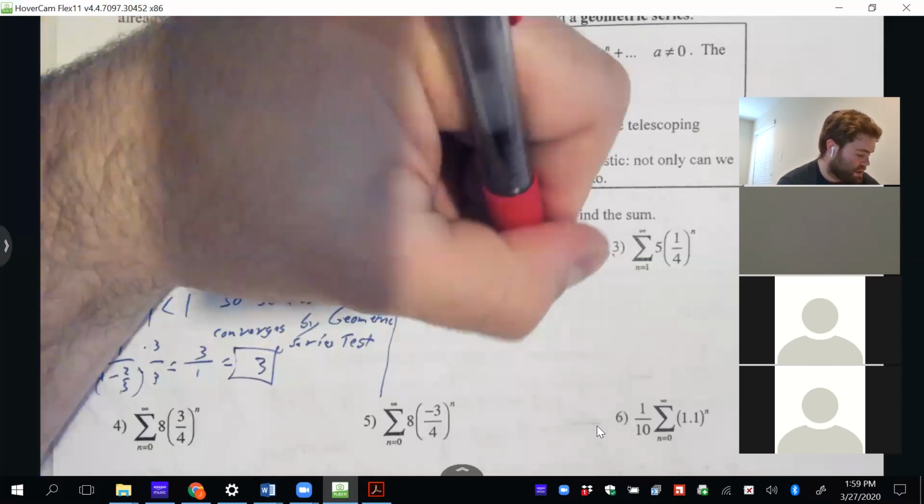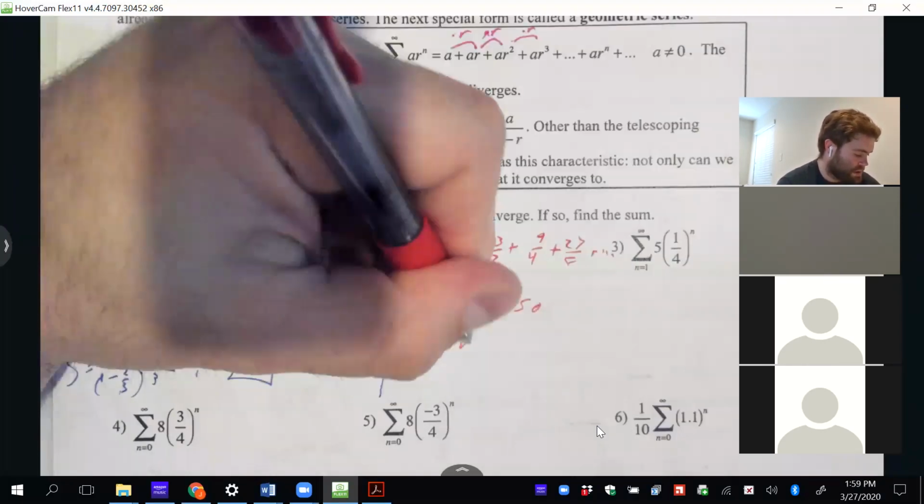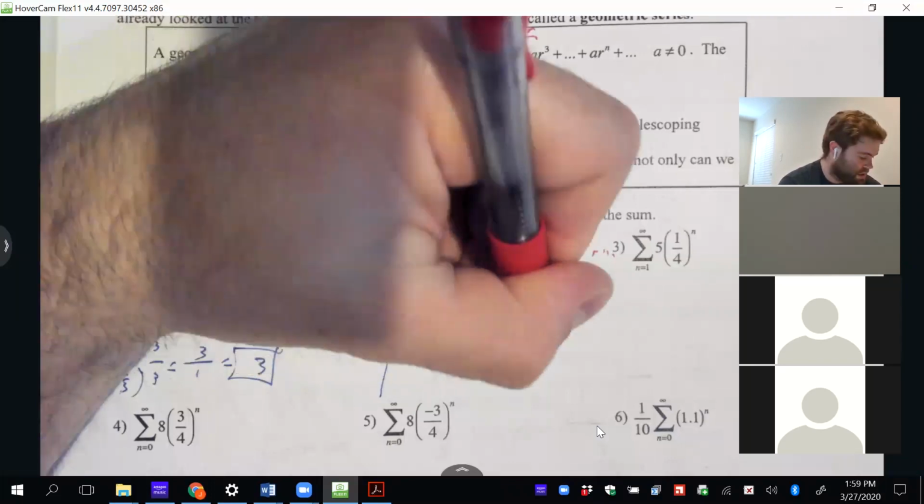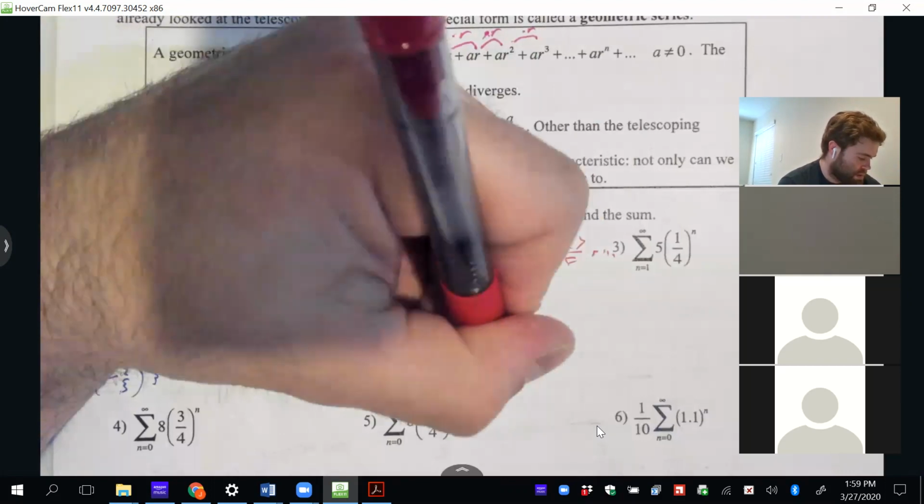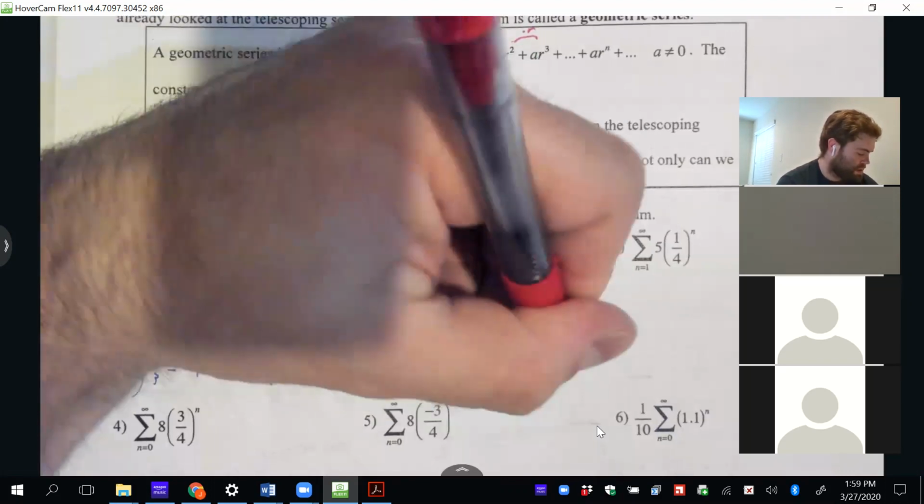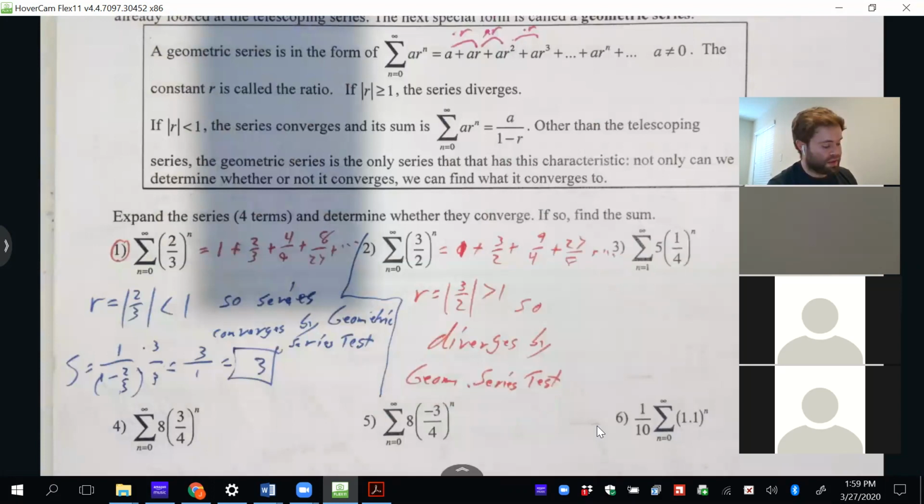So it diverges by geometric series test. And yes, you can simplify it to geom. I've seen AP graders do that when I've watched their stuff.